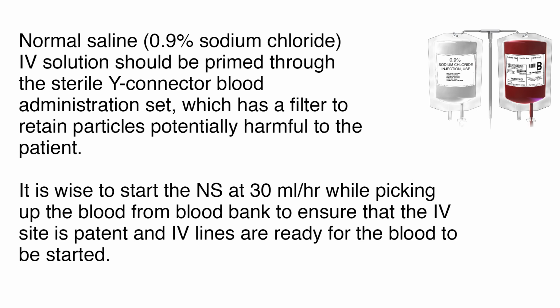Normal saline, 0.9% sodium chloride, IV solution should be primed through the sterile Y-connector blood administration set, which has a filter to retain particles potentially harmful to the patient. It is wise to start the normal saline at 30 milliliters per hour while picking up the blood from the blood bank to ensure that the IV site is patent and IV lines are ready for the blood to be started. Here are some important notes to remember when giving a blood transfusion.